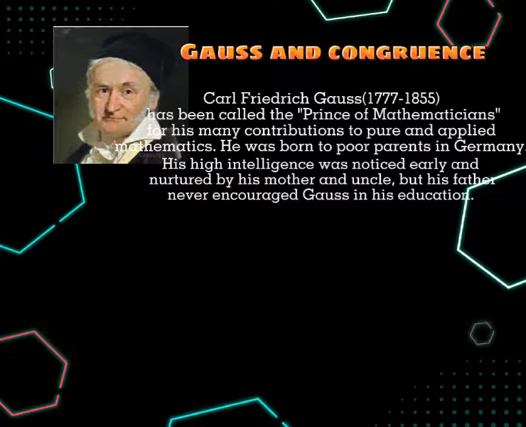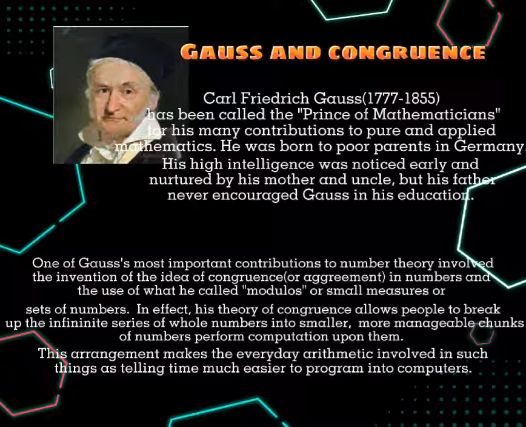his education. One of Gauss' most important contributions to number theory involved the invention of the idea of congruence, or agreement in numbers, and the use of what he called modulus, or small measure, or sets of numbers. In effect, his theory of congruence allows people to break up the infinite series of whole numbers into smaller, more manageable chunks of numbers and perform computation upon them. This arrangement makes the everyday arithmetic involved in such things as telling time much easier to program into computers.